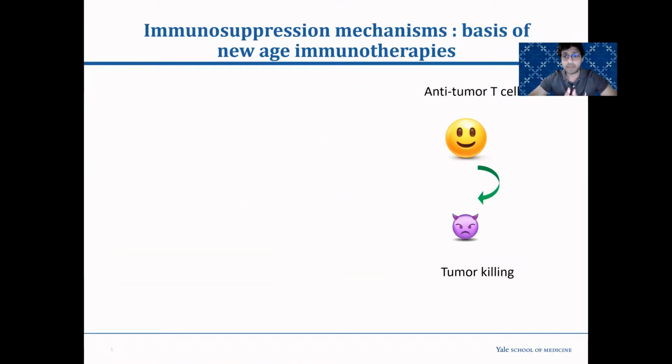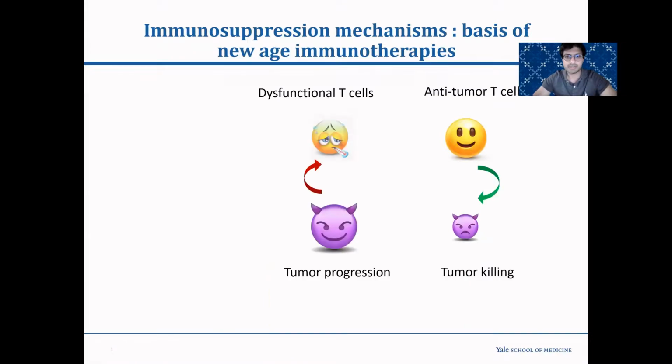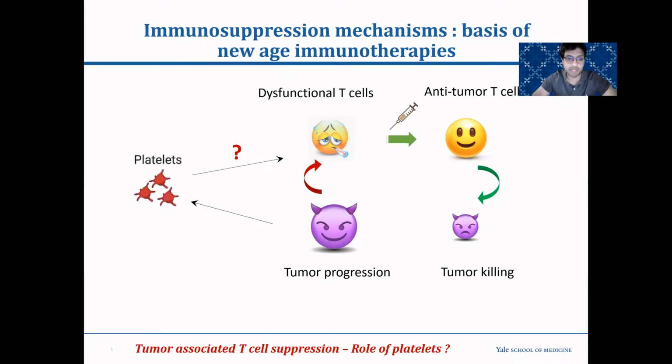Anti-tumor immunity primarily depends on T cells, where normal functional healthy T cells are able to do tumor cell killing, while dysfunctional T cells, which are induced by immunosuppressive mechanisms because of the tumors, are not able to kill. In fact, they help tumors to progress. Now, modern day immunotherapies are based on a rescue of these dysfunctional T cells into anti-tumor functional T cells. And these mechanisms are highly complex.